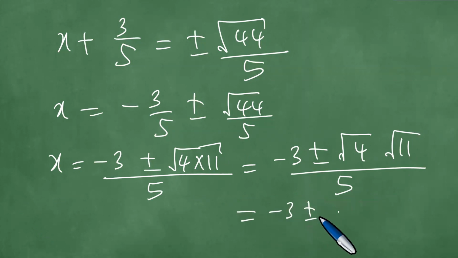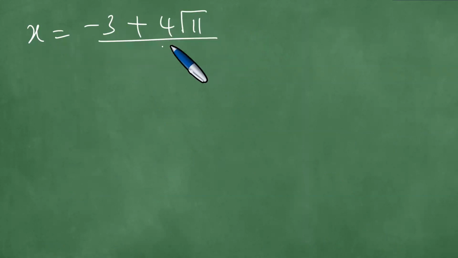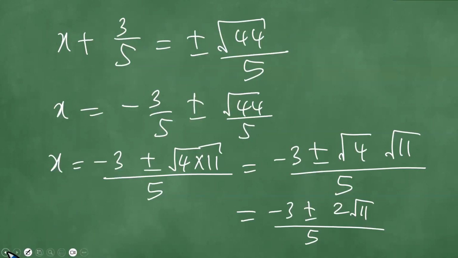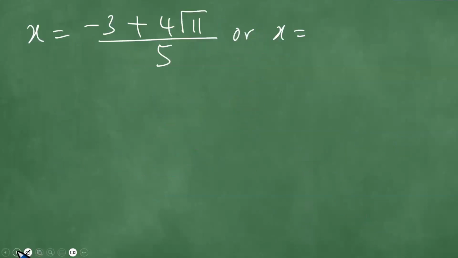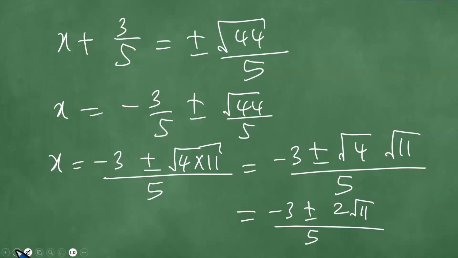Minus 3 plus, what is the square root of 44? Of 44 or of 4? Of 4, excuse. Oh, it's 2. 2, well done. So you're very smart. I'm glad that you are concentrating. So this is minus 3 plus 2 times the square root of 11 out of 5. Or x equals, is it minus 3? Yes, it's minus 3. Then you have minus 3 minus, set 2 there, please. So this must be a 2.